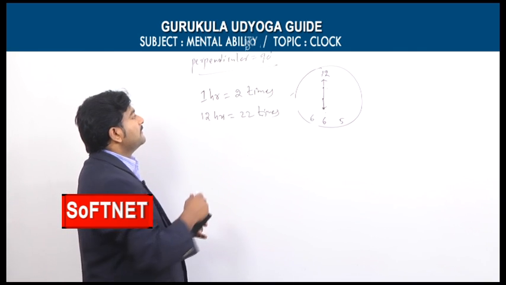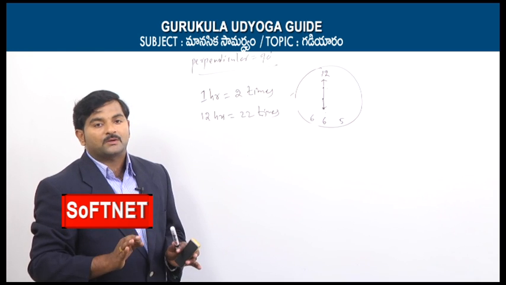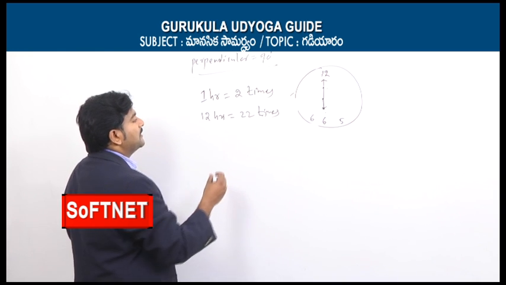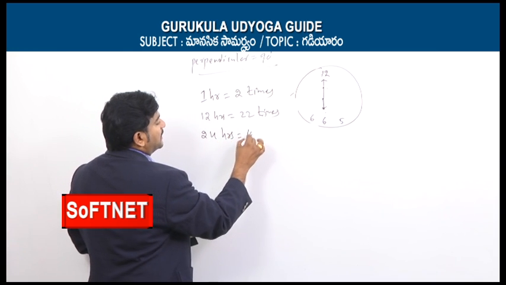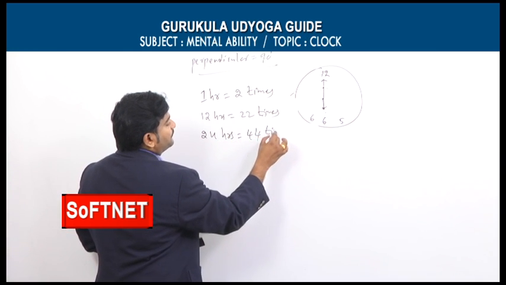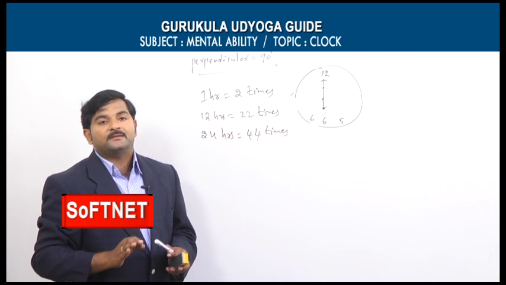So that's why for 1 hour 2 times, for 12 hours it could be 24 times, but only 22 times the 2 hands will be perpendicular to each other. Similarly, in a day, the 2 hands are perpendicular to each other only 44 times. So these are the 3 conditions.